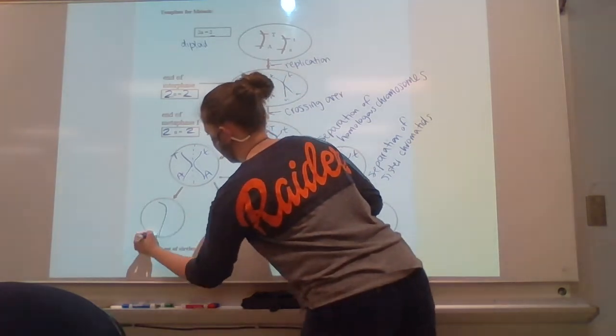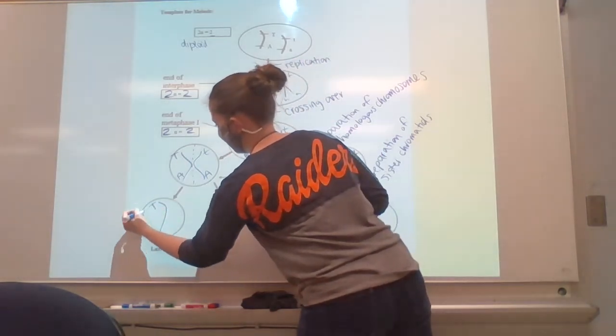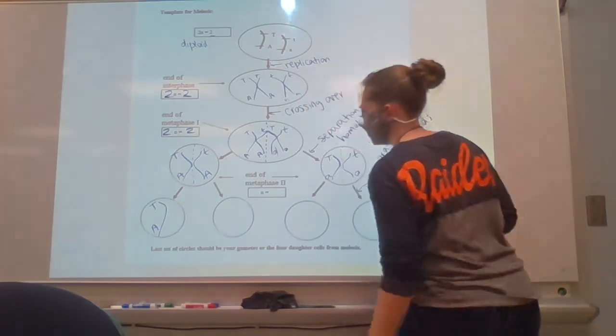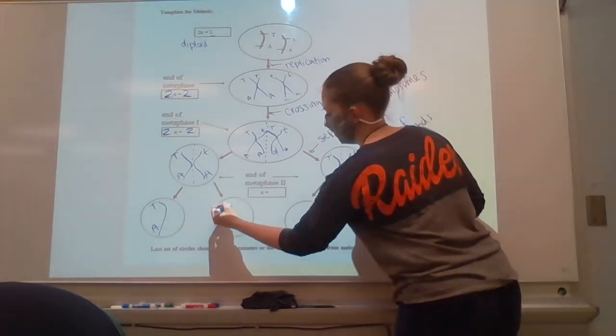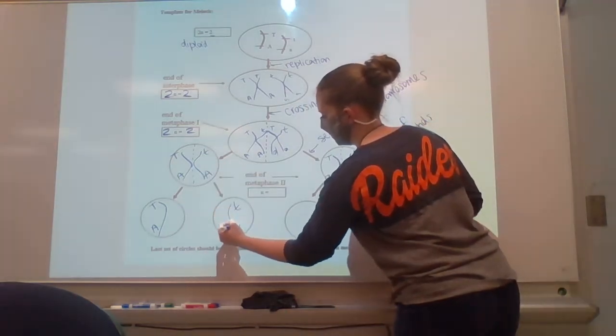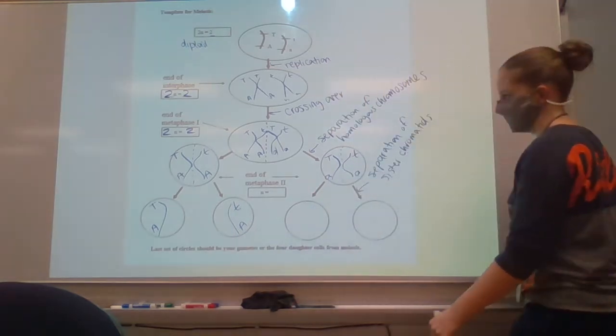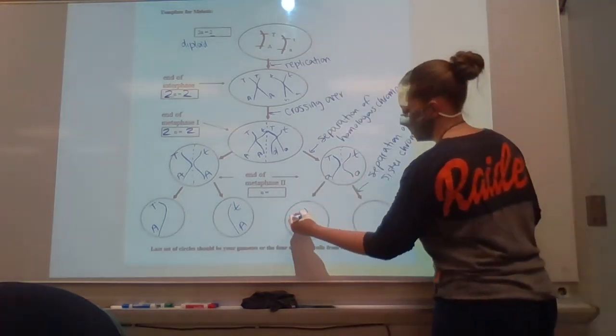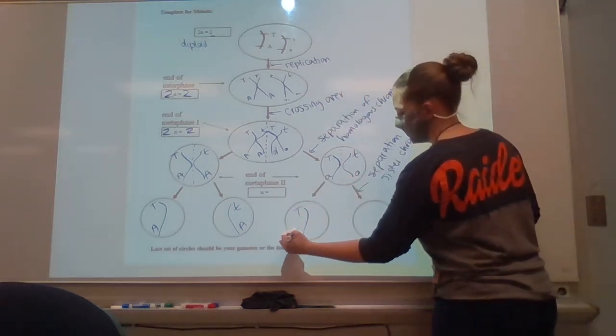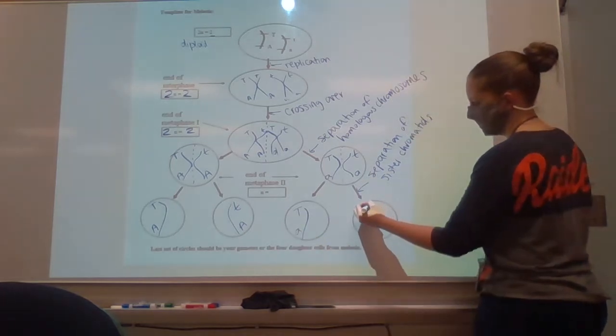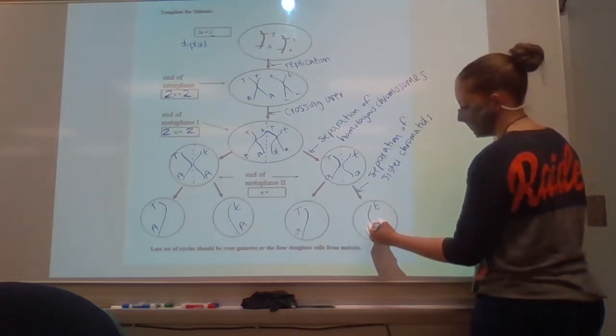So this gamete is going to end up with dominant T, dominant A. This gamete is going to end up with recessive T and dominant A. This gamete is going to end up with dominant T and recessive A. And this is going to end up with recessive T.